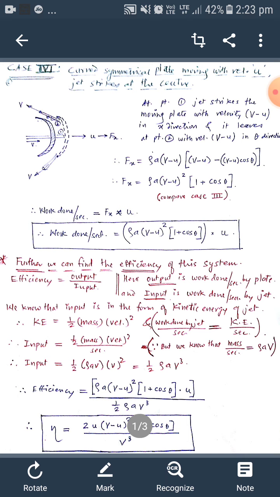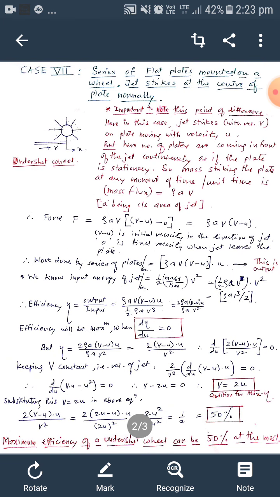So we know the output energy and input energy, so we can find out the efficiency. So the two expressions division we have taken. In the numerator it is rho a v minus u square 1 plus cos theta into u, that is output, divided by input, and finally we get the efficiency equation like this.